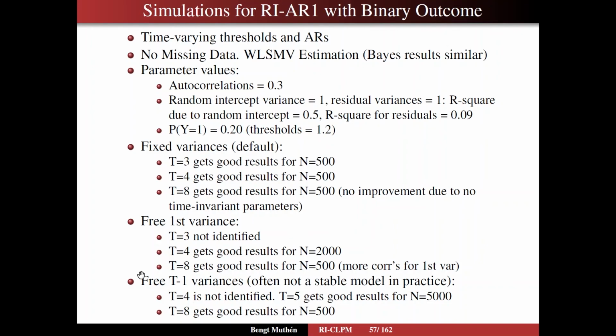The free T-1 variances case, which I remind you again is often not a stable model in practice, and typically perhaps shows up with identification or non-convergence problems. T equals 4 is not identified. T equals 5 gets good results for n equals 5,000. T equals 8 gets good results for n equals 500. So there you have the rough outline of this situation for binary outcomes in the RI-AR1 setting.